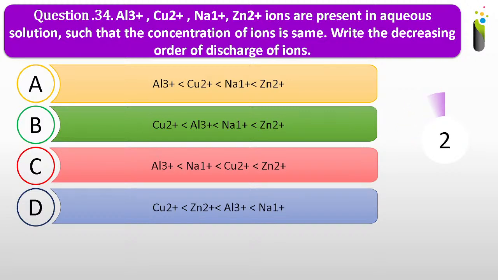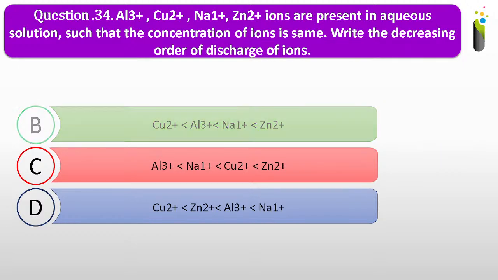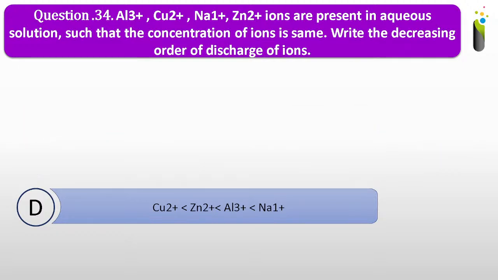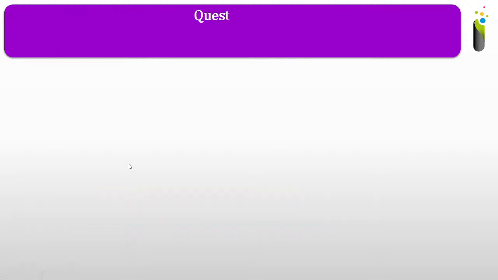So, answer me for question number 34. It has to be D, that is Cu2+ < Zn2+ < Al3+ < Na+. Coming to the next question, number 35.